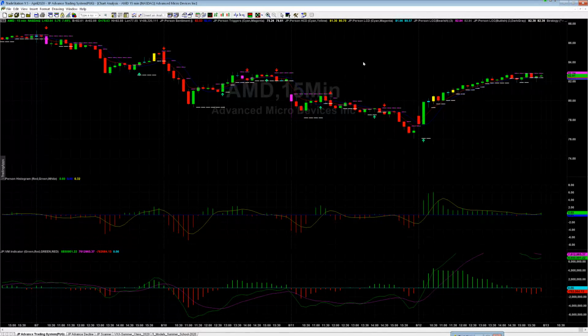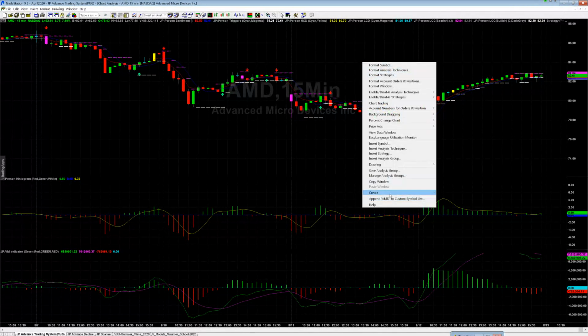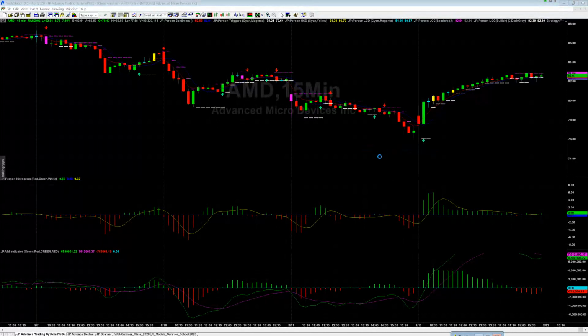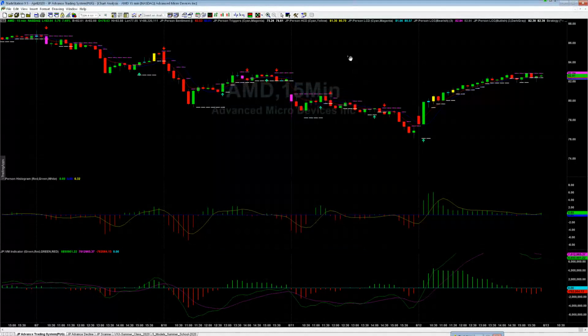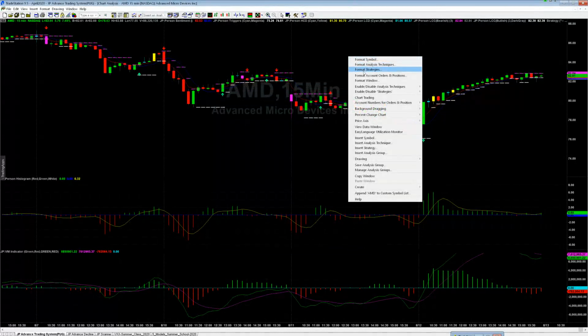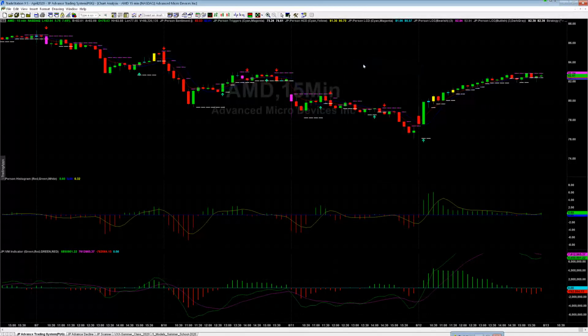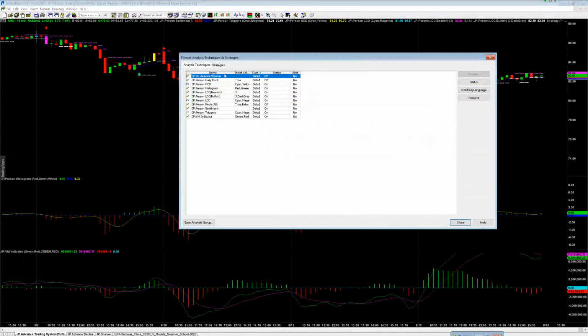an uptick in volume. Now, I'm going to add one here called Insert Analysis Technique, and we're going to see if I might even have it on in the background, but let's double check. On balance volume, it's turned off. I did have it on, so let's turn it back on.